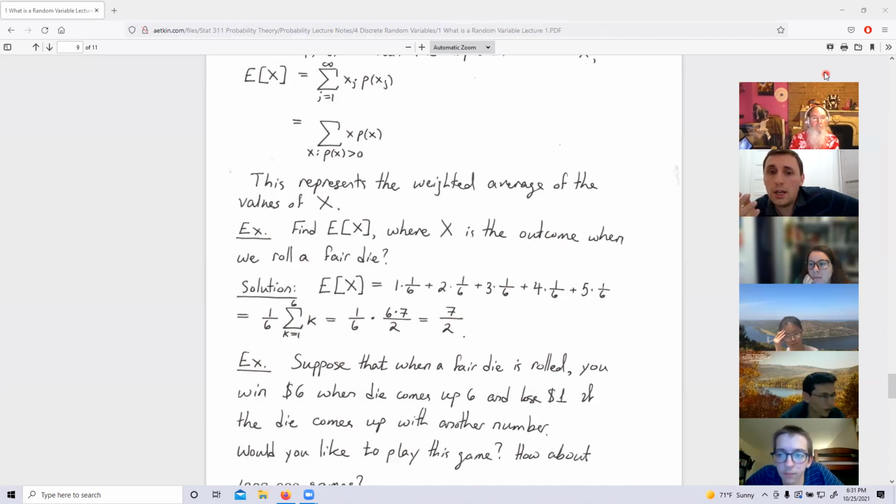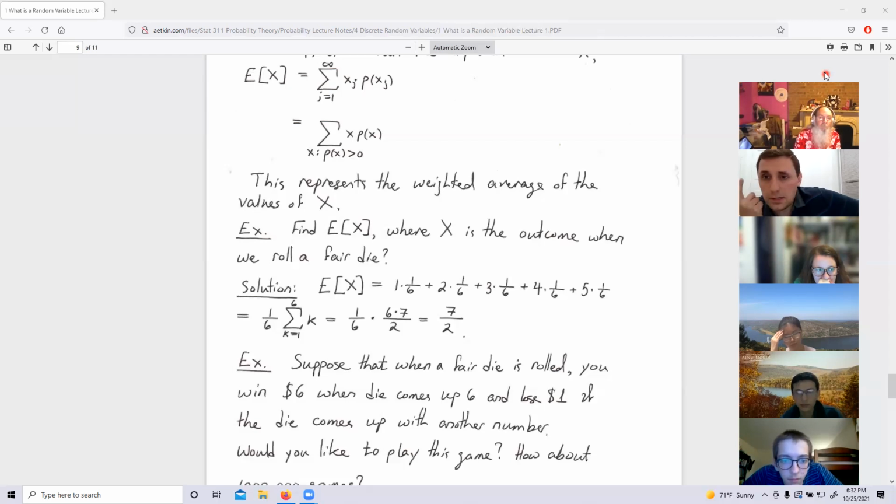Understand? So if you play 1,000,000 games, what would you get? You will get 1,000,000 multiplied by 7/2. Right? It would be very, very close to that number. It will not be precisely that number, but very close. And the more games you play, the closer it will be to the number of games multiplied by 7/2.